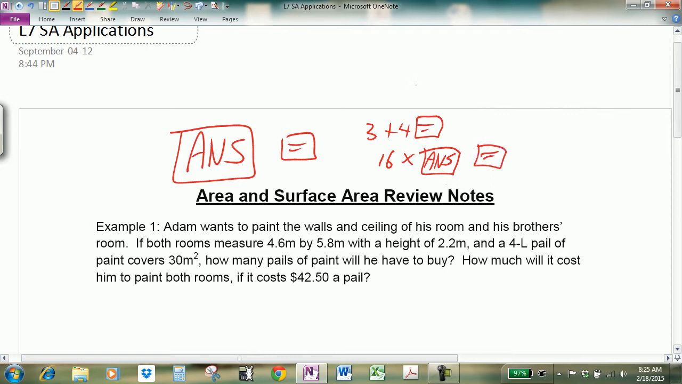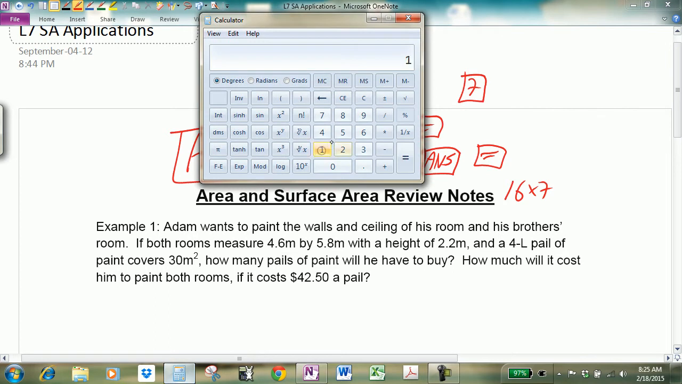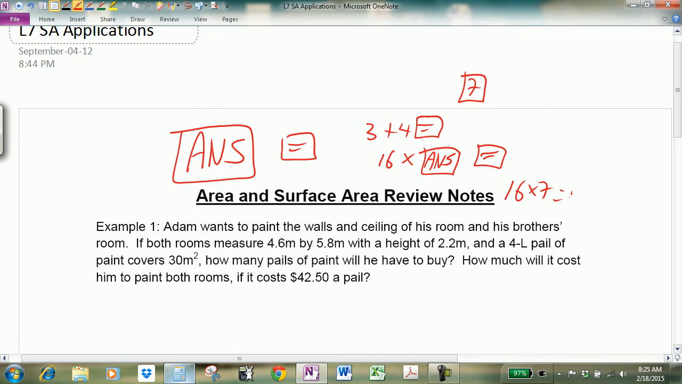So 3 plus 4 should have given you 7. Is that correct? Yes. So what your calculator should be doing is going 16 times 7. Okay. And so the answer you should see on your calculator then is 16 times 7, 112. Does everyone see 112 on the calculator?